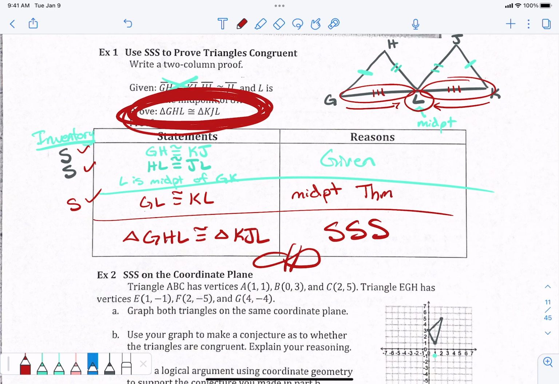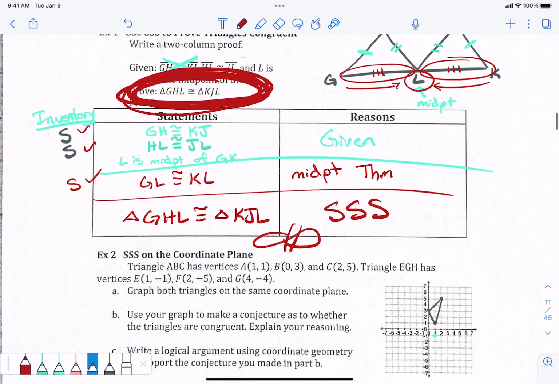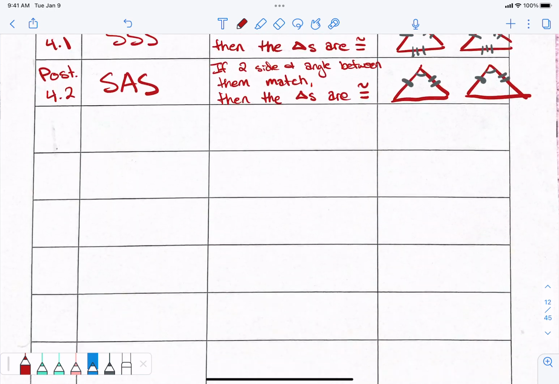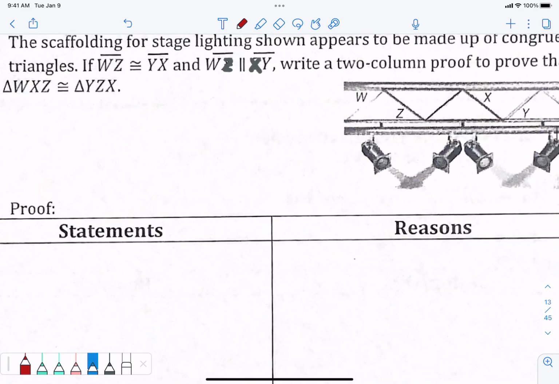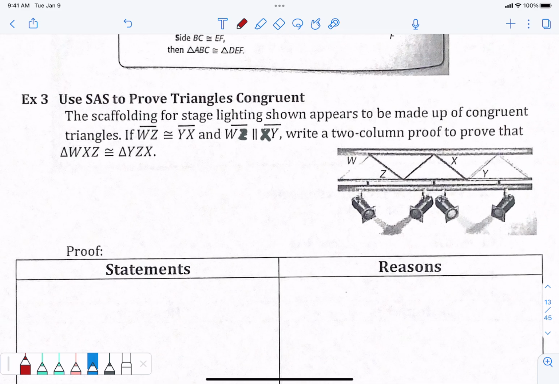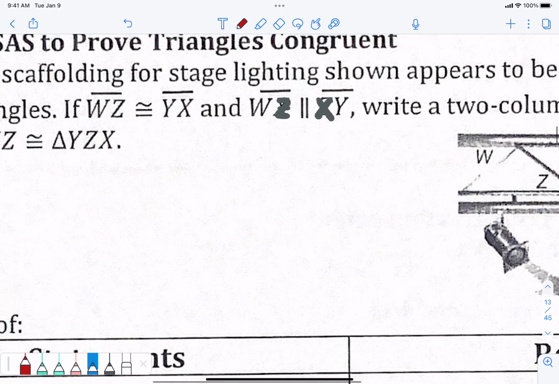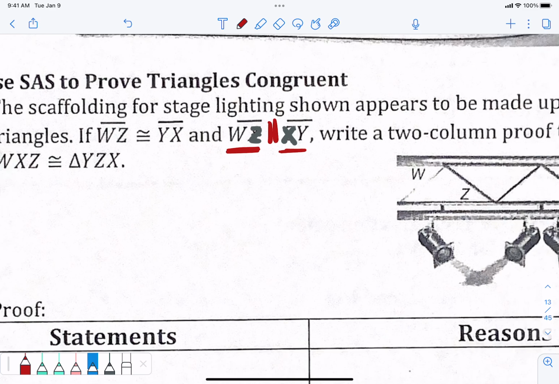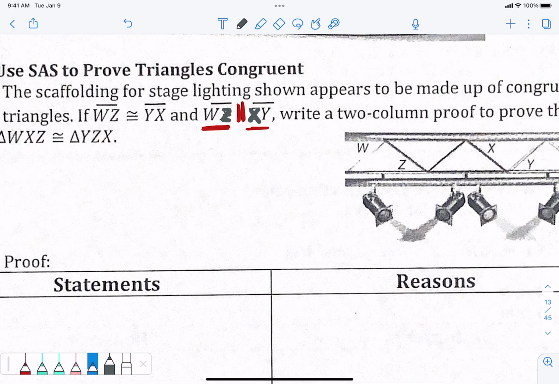We're going to come back to it, and let's go on to example 3. So we get both proofs figured out. There is a typo on this proof. Fix this. It should say WZ and XY are parallel to each other. So find that in your notes and fix that. It should be WZ and XY.